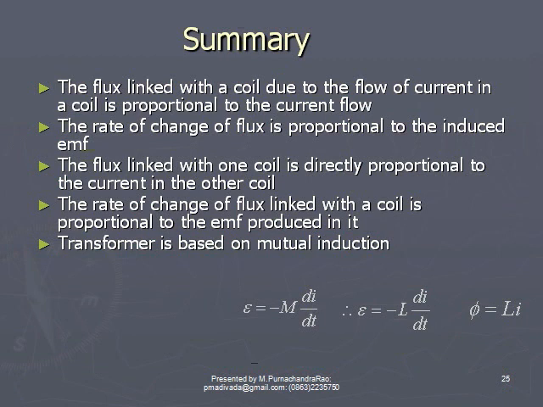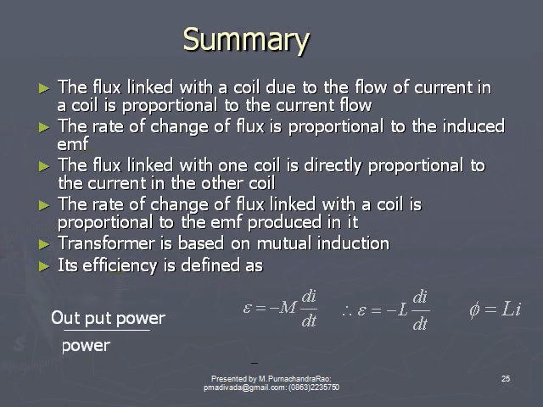The flux linked with one coil is directly proportional to the current in another coil when they are placed side by side. The rate of change of flux linked with one coil is directly proportional to the EMF produced in the second coil. So E = minus M dI/dt. Transformer is based on mutual inductance. Its efficiency is defined by output power by input power times 100. So this is the essence of this class.